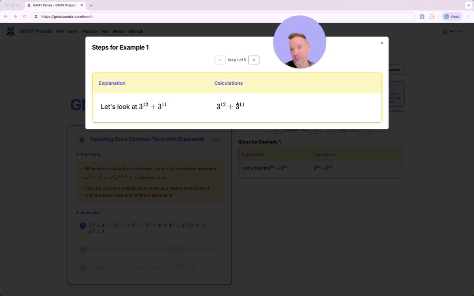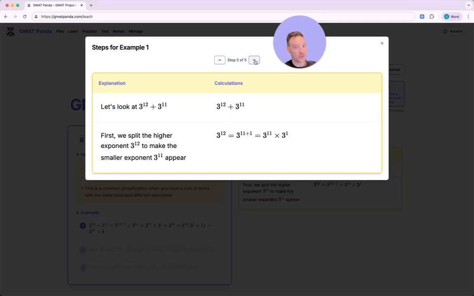If we were to calculate 3 to the power of 12 or 3 to the power of 11, it would take a long time, right? And spoiler alert, you would never need to do that in the GMAT. However, what you should notice is that 12 is close to 11. And how can we use that?